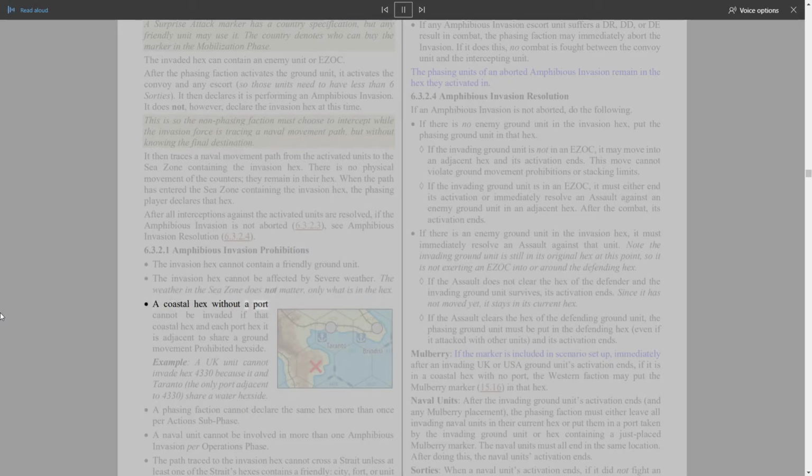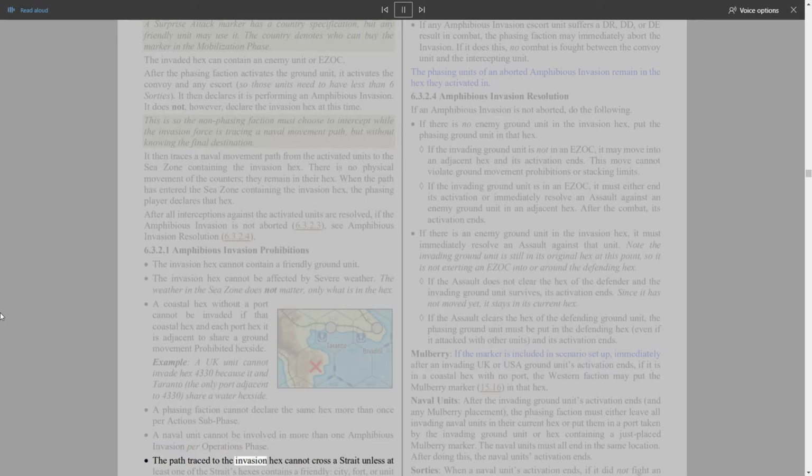A coastal hex without a port cannot be invaded if that coastal hex, and each port hex it is adjacent to, share a ground movement prohibited hexide. Example, a UK unit cannot invade hex 4330 because it and Taranto, the only port adjacent to 4330, share a water hexide. A phasing faction cannot declare the same hex more than once per action subphase. A naval unit cannot be involved in more than one amphibious invasion per operations phase.